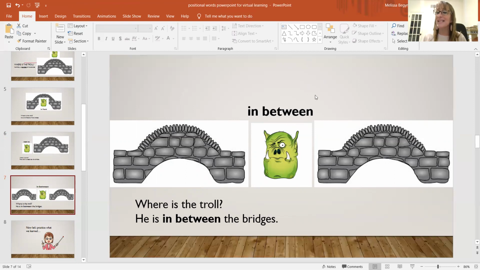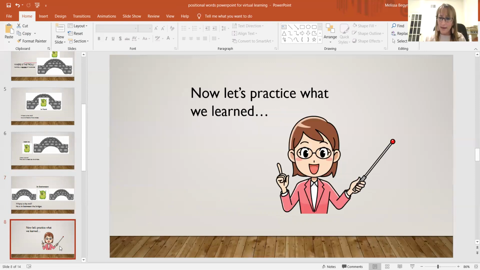We would say that he is in between the bridges. Okay, yeah, that one is a little bit tricky, but it looks like he's kind of squished in the middle, so he is in between the bridges. Very good.